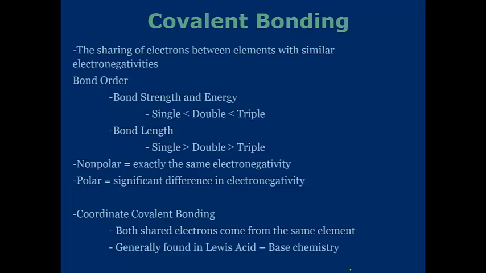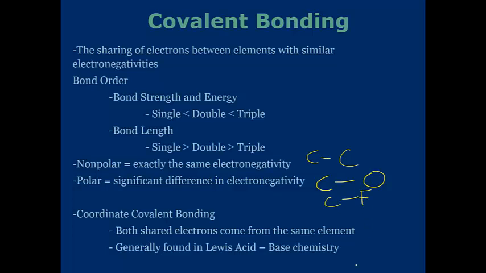Nonpolar covalent bonding is when there is exactly the same electronegativity, whereas polar is when there is a significant difference in electronegativity. So, an example of a nonpolar bond would be one that's between two carbons. However, a polar one would be if there was a significant difference. So, for example, carbon-oxygen, or carbon-fluorine, even worse.